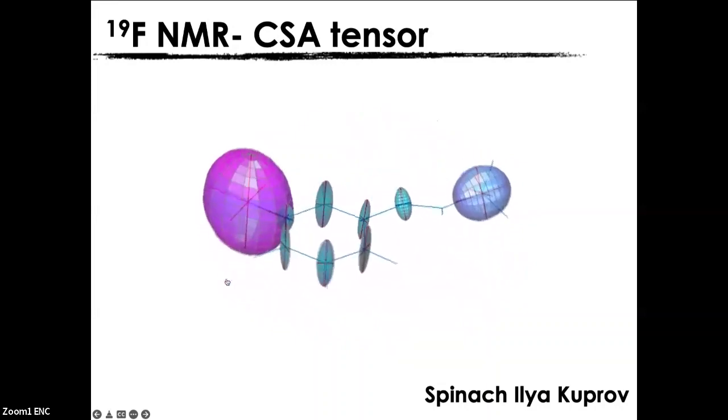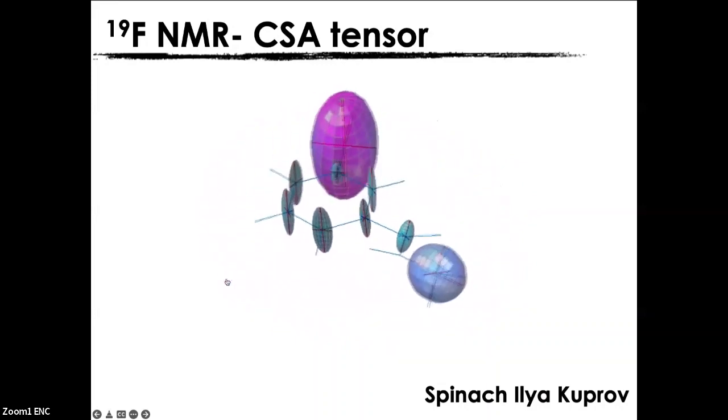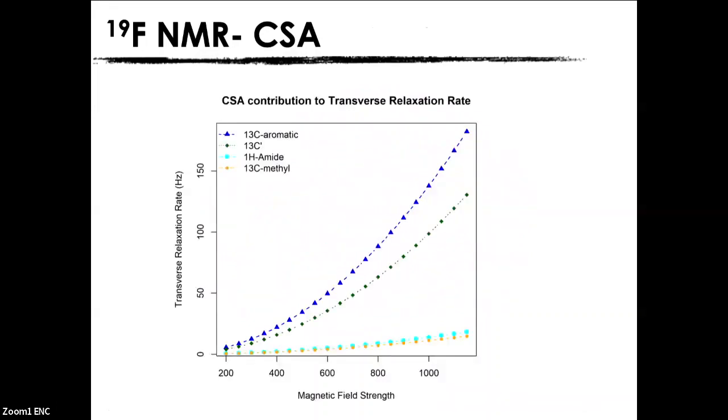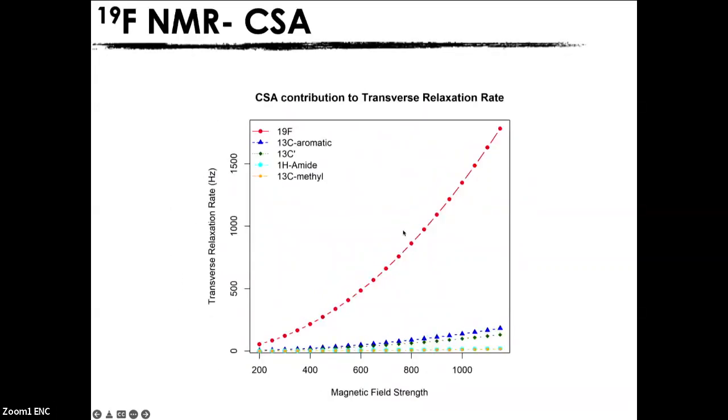Now, this drastically limits the application of fluorine NMR to high molecular weight systems. And as we all know, the CSA scales quadratically with the field strength. And here is a plot of the transverse relaxation rates as a function of magnetic field strength for a protein that's MVP. And you can see the main culprits over here, the carbonyl and the aromatic have a really bad CSA. But when you put that in context with fluorine, they look like little angels. So that's how bad the CSA of fluorine is.